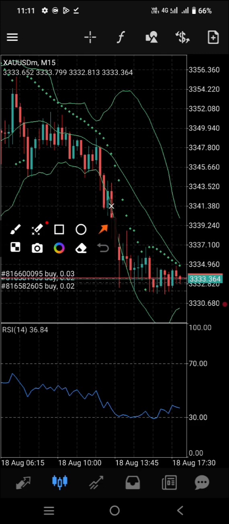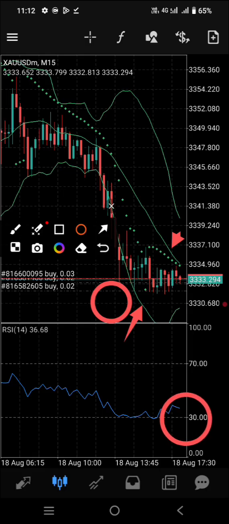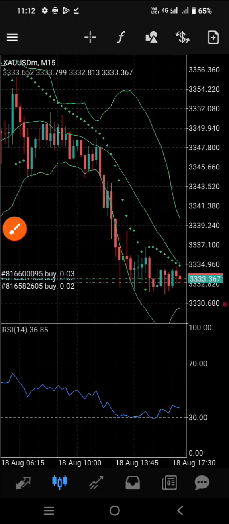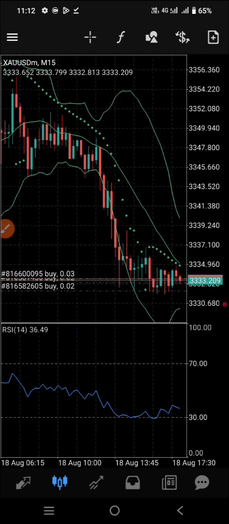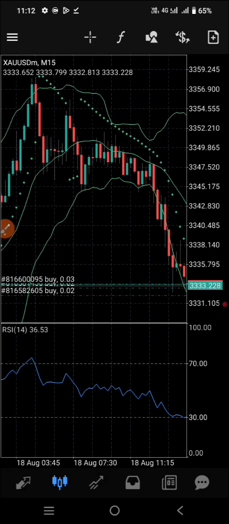Buy rules. For a buy trade, wait for 3 confirmations. First, price touches or goes below the lower Bollinger Band. Second, RSI is at or below 30, and RSI is starting to turn upward. Third, Parabolic SAR flips below the candles. When all 3 conditions appear, enter a buy on the next candle. Set stop loss 10 to 15 pips below the recent low. Take profit at the middle Bollinger Band, or take 15 to 25 pips profit.